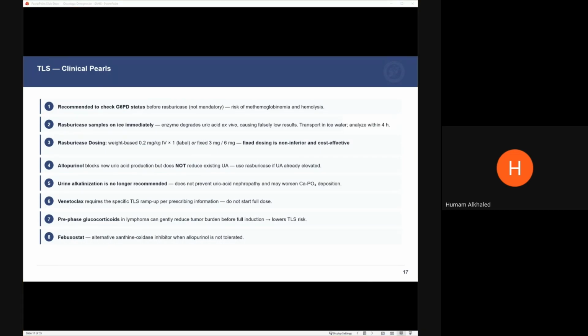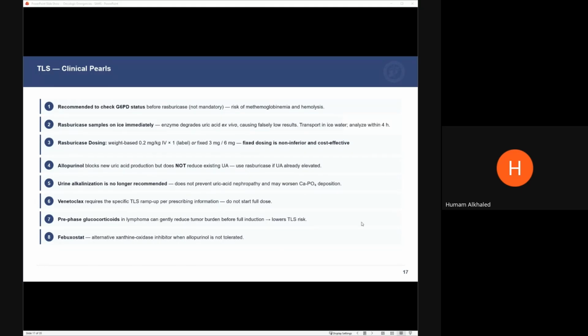Dosing of rasburicase, again, per the label or older data, it's weight-based, 0.2 milligram per kilogram, and that could be 16 to 20 milligram of rasburicase. But we know that fixed doses are just as good. There are multiple studies that have compared 6 milligram to the weight-based dose or 3 milligram, and it works just as well, and it's way more cost effective than using weight-based. And actually, at my hospital at Georgetown, we just use the 3 milligram fixed dosing, and we've had no issues with it.